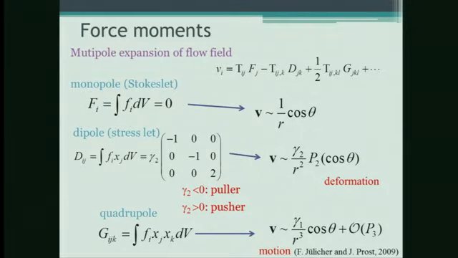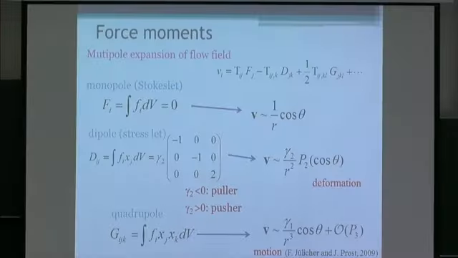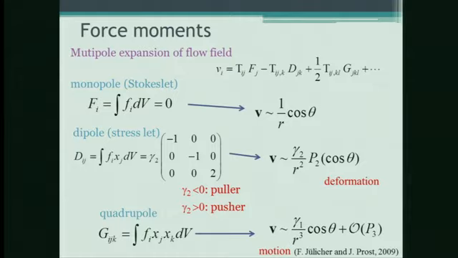So we expand the velocity field in terms of moments of force. This is just multipole expansion, and the T is the Oseen tensor of Stokes equation. So this is a derivative and the second derivative, and so on and so on. And the monopole, which is just the integral of force, should be 0, and is 0, as it should be. And by the way, this monopole corresponds to the velocity field which is proportional to 1 over r. And the dipole is expressed like this.